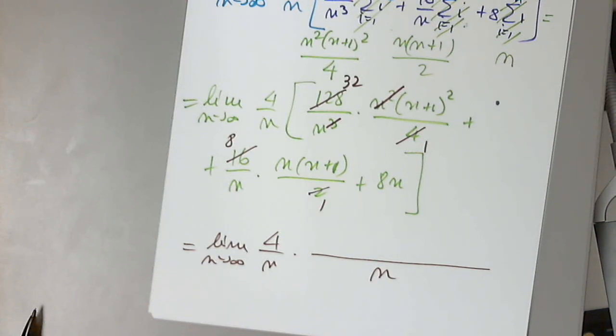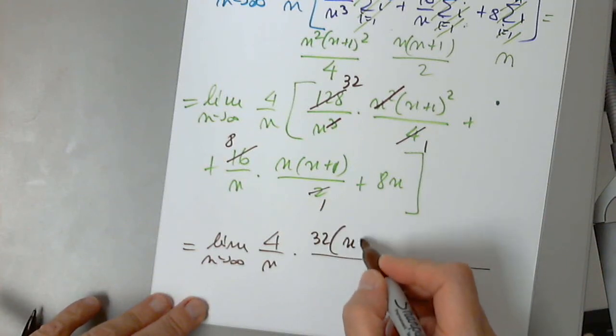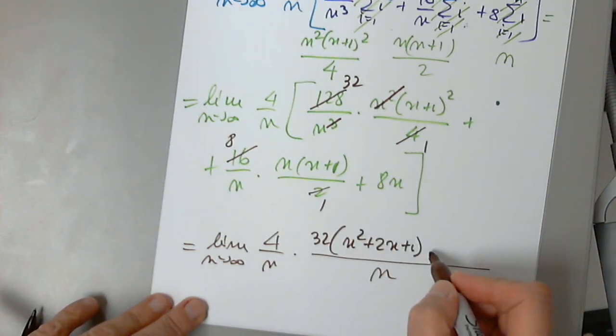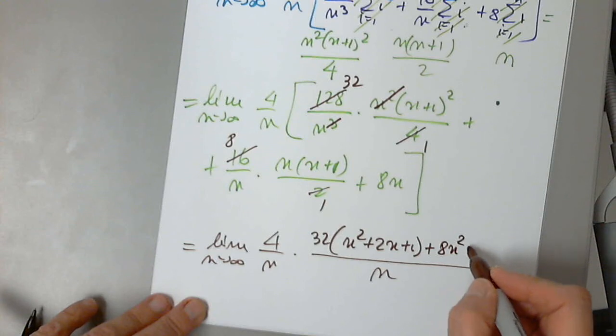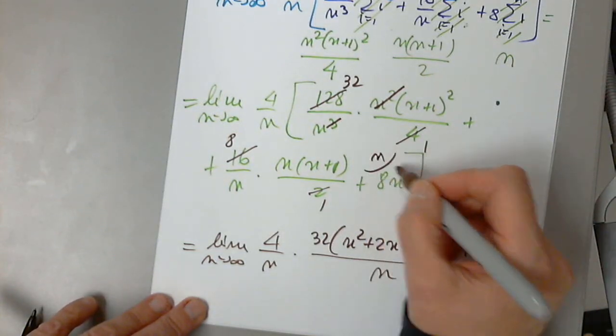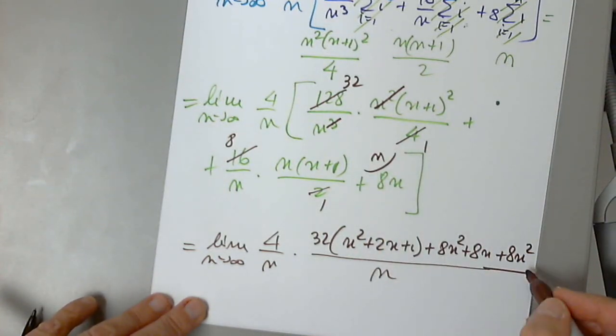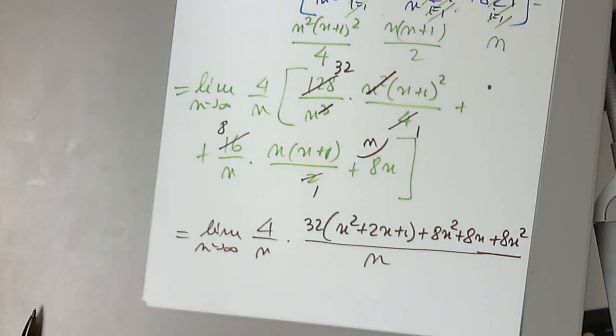So what do we have now? I have 32 and I have to expand that, plus I have to distribute 8n to these two, and I have to multiply this because it has denominator 1, I have to multiply it by n. So 32 times n squared plus 2n plus 1, plus 8n squared plus 8n, plus 8n squared. Is this okay so far?